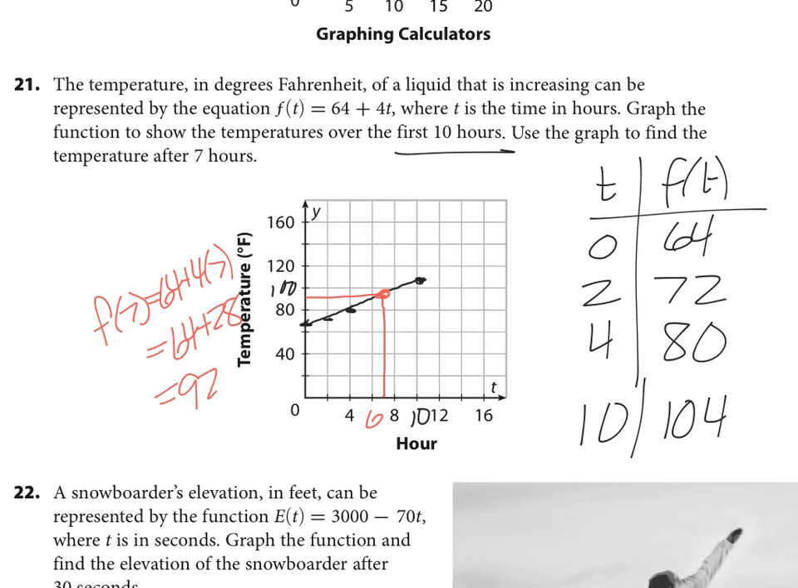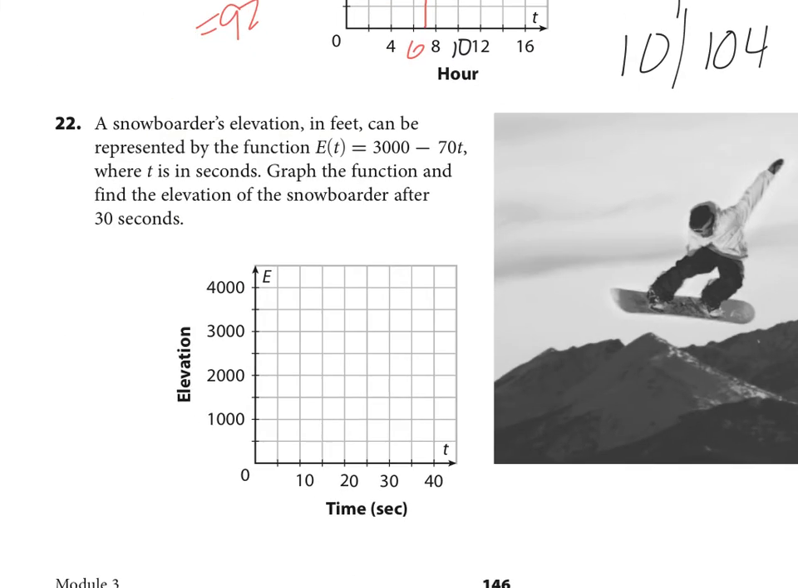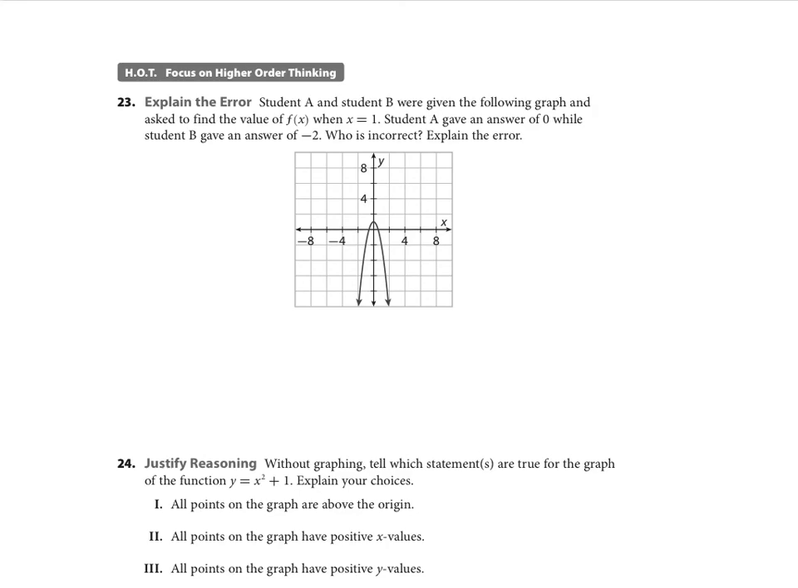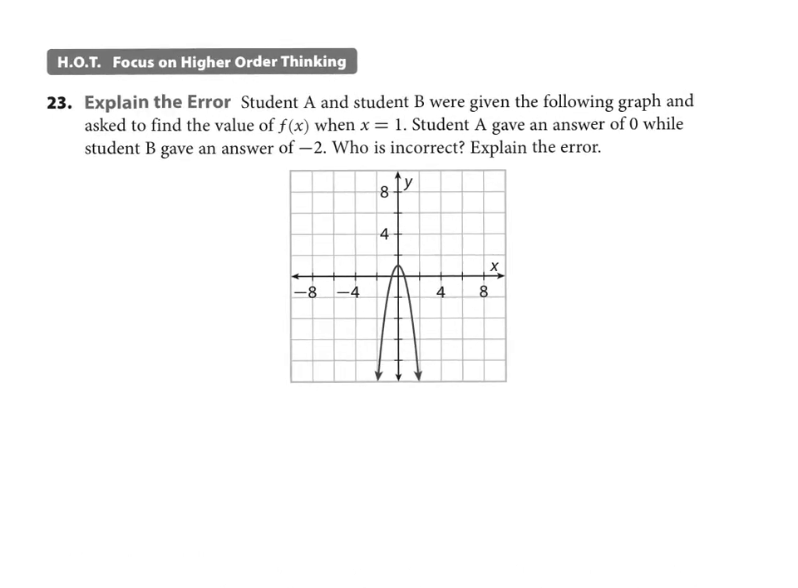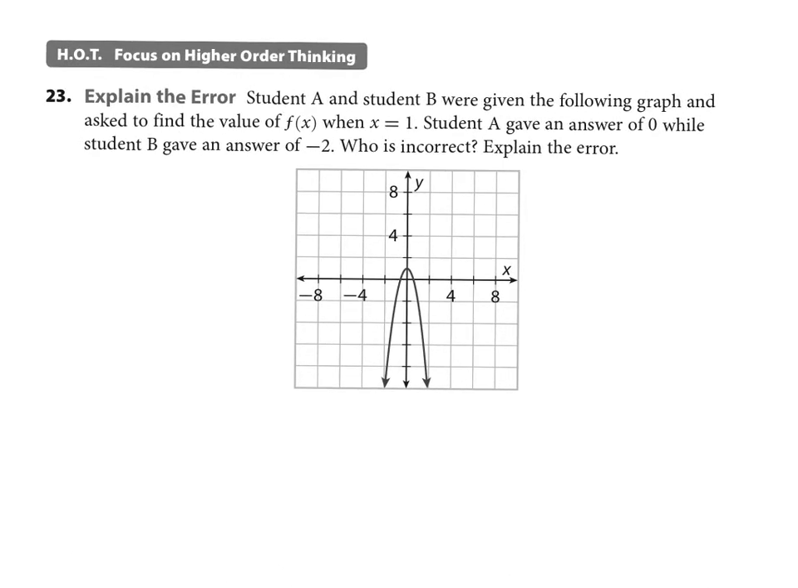Let's do one more problem. Let's do problem number 23. It says, again, one of these error problems. These are always good. Student A and student B were given the following graph and asked to find the value of f of x when x is 1. Okay, so let's go where x is 1. Again, they're going by 2's here, so 1 would be somewhere like right there. Okay, there's 1. Student A gave an answer of 0, while student B gave an answer of -2.